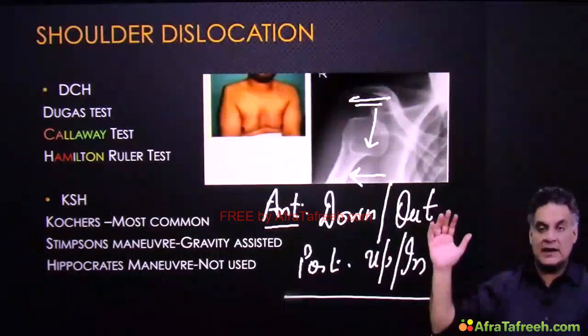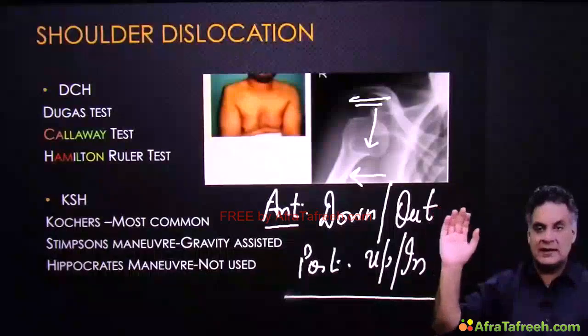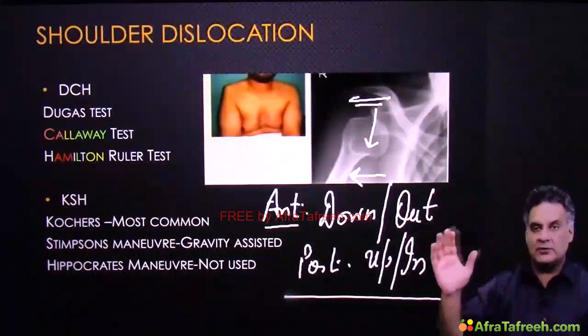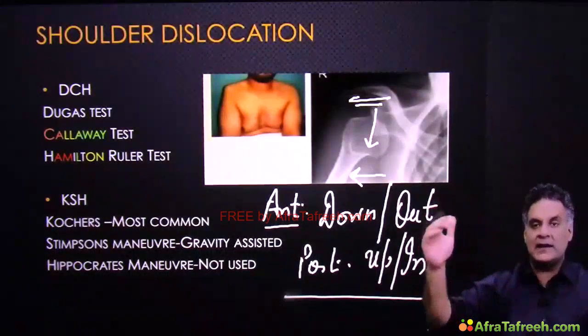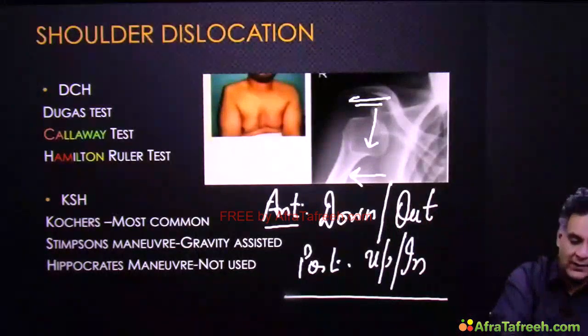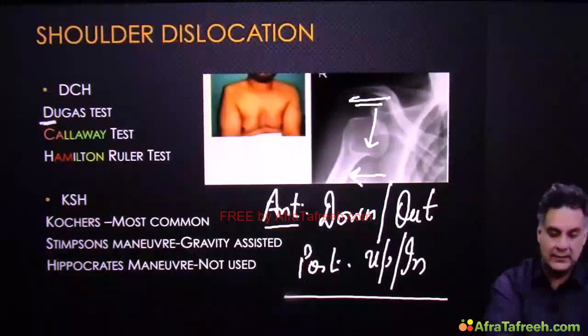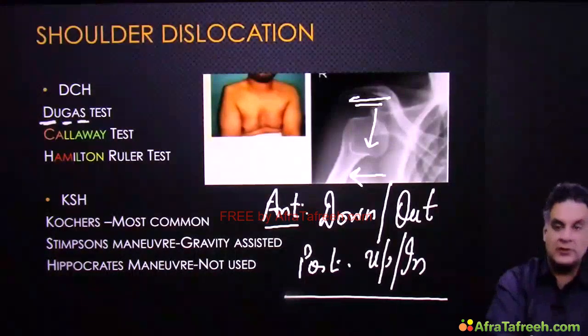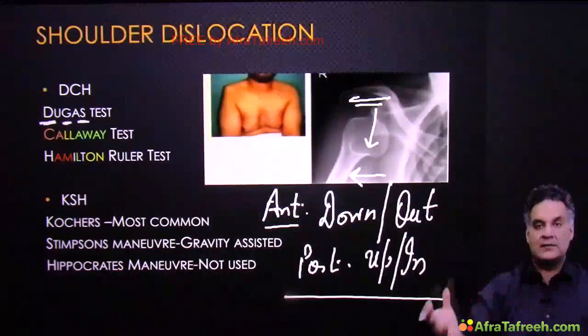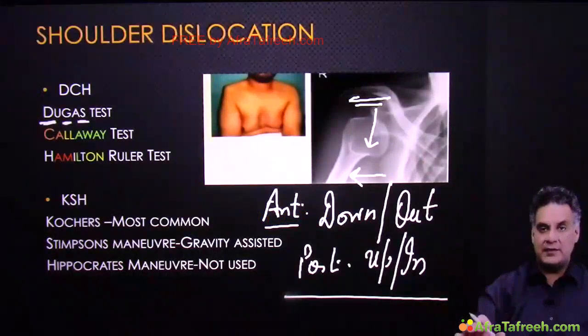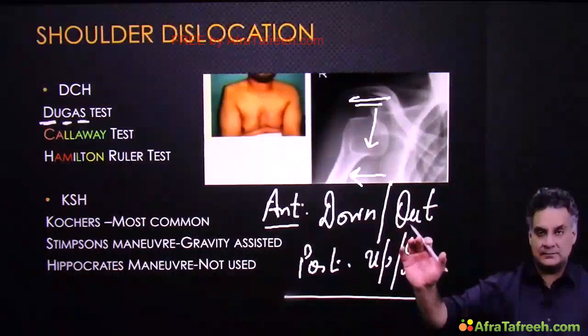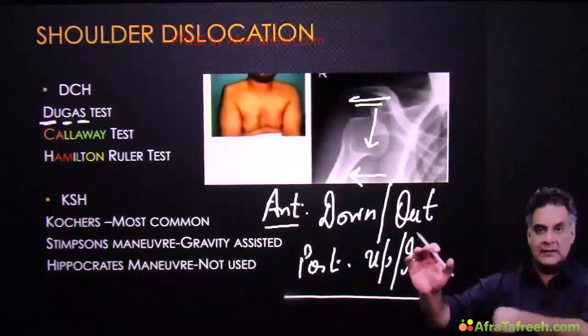So when there is abduction external rotation force, you are not able to touch this hand to the opposite shoulder. This is called as Dugas test. Inability to touch the tip of opposite shoulder. Dur gaya opposite shoulder means gone away. Dur means away. Gaya means gone. Opposite shoulder, Dugas test.